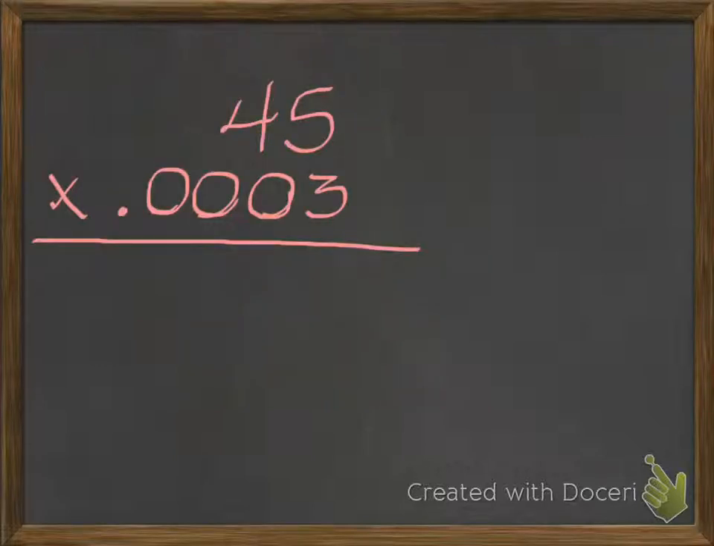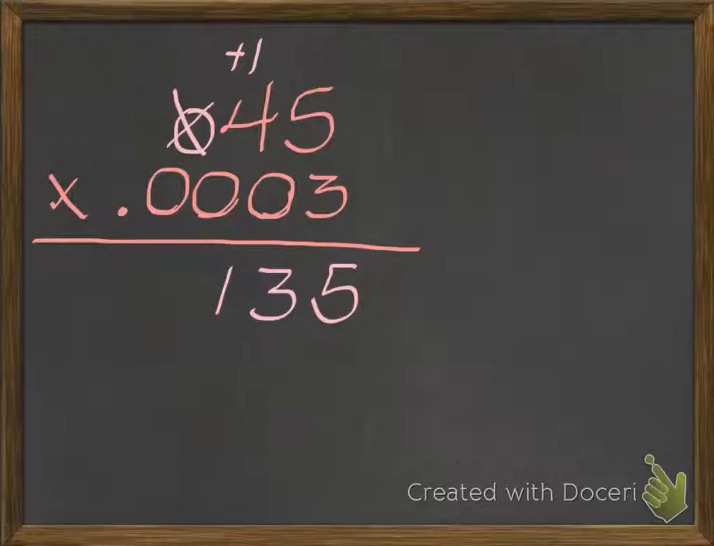Alright, 45 times 0.0003. Let's start multiplying. 3 times 5 is 15. Carry the 1. 3 times 4 is 12, plus 1 more is 13. And there's nothing to carry. There's no other digit there. It would be a 0. So go ahead and put the 1 down. Now, there are 3 zeros here, but I know every time I multiply 0 times a number, it ends up being 0. So my answer is still going to be 135 here.